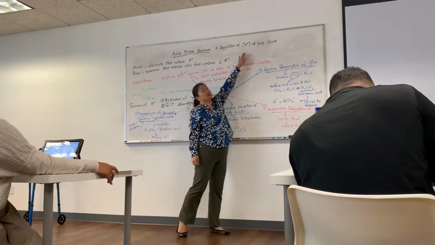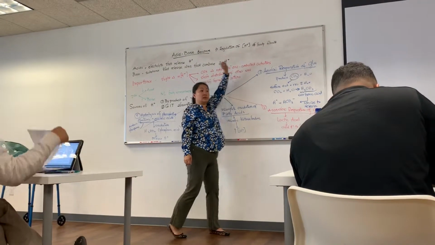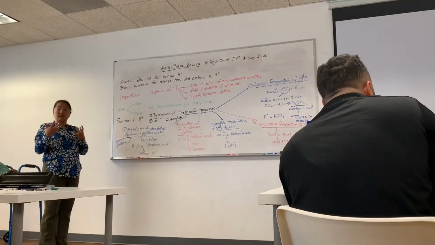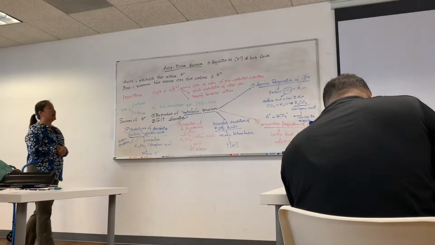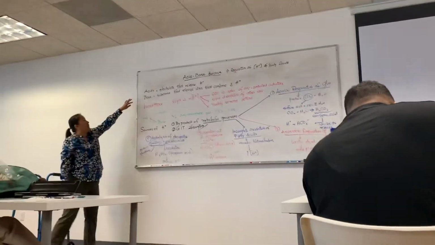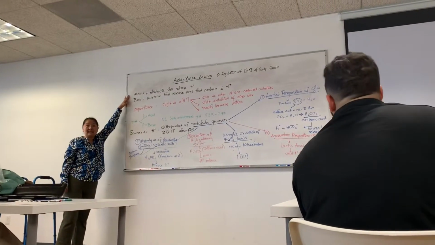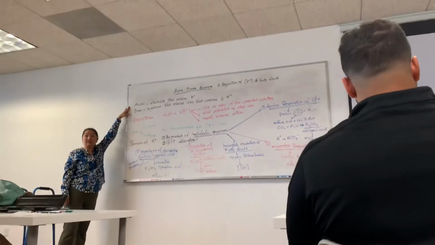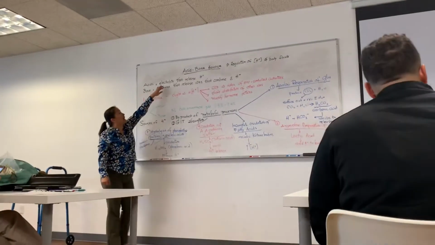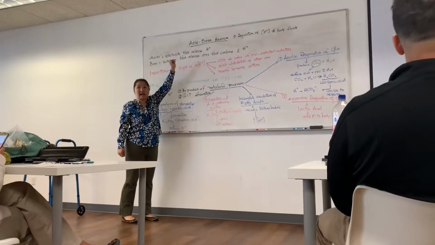Hydrogen ions, okay, within your body's fluid. So acid-base balance deals with hydrogen ion concentration and balancing things out, okay? We need to know what the difference between an acid and a base is. Okay, so the definition for an acid is any electrolyte that releases hydrogen ions.